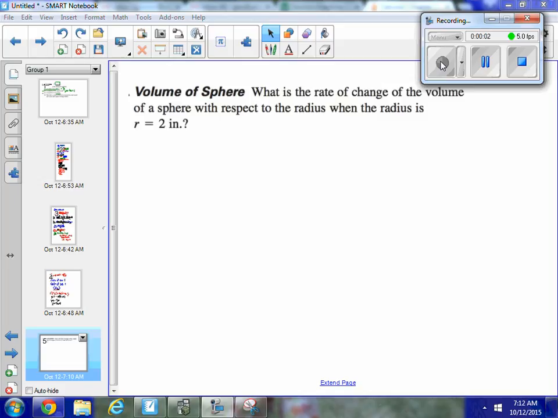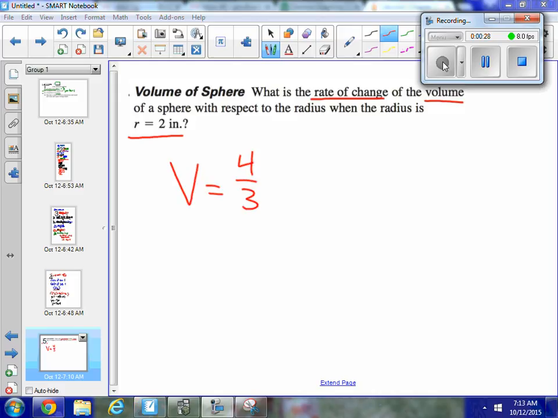This is an interesting problem if you're filling up water balloons. A water balloon is like a sphere, and you want to know what is the rate of change, how quickly is the volume increasing with respect to the radius of the sphere when the radius is equal to 2 inches. The first thing you need to know is the formula for the volume of a sphere, which is 4/3 pi r cubed.